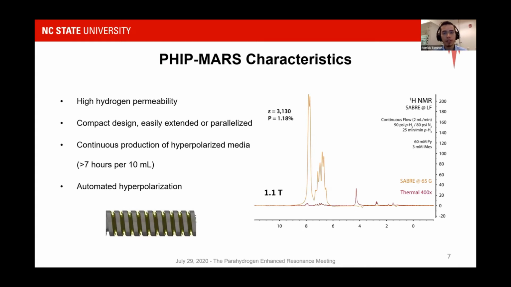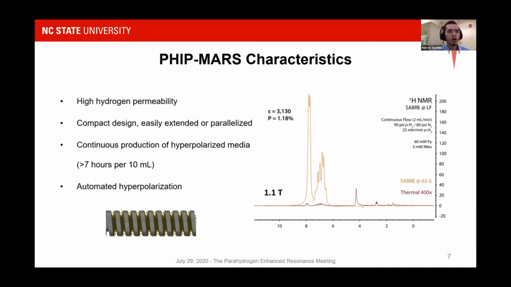So we think that the PHIP-MARS system addresses a number of these aspects and demands that I just talked about. Really what we've done is use a fluoropolymer that has a very high gas permeability. Instead of using PTFE, which has been used a lot in the literature and has a gas permeability of 980 centibar, the AF Teflon 2400 tubing that we're using has a permeability of 220,000 centibar, so a bit under 1,000 times the gas permeability with regards to hydrogen.